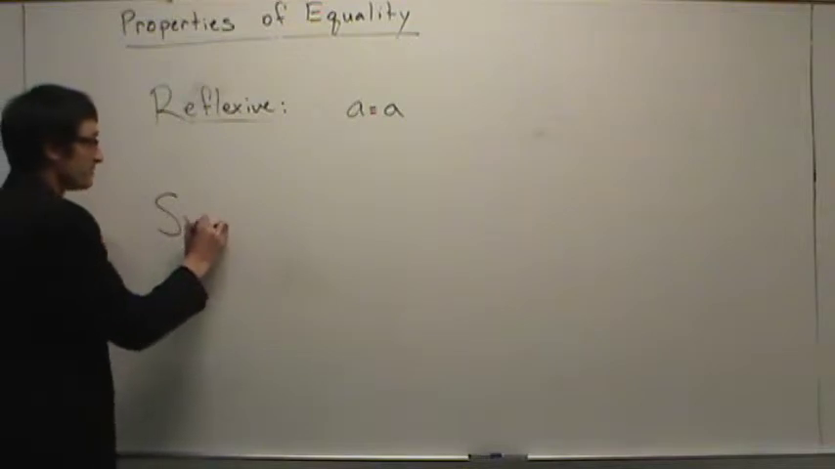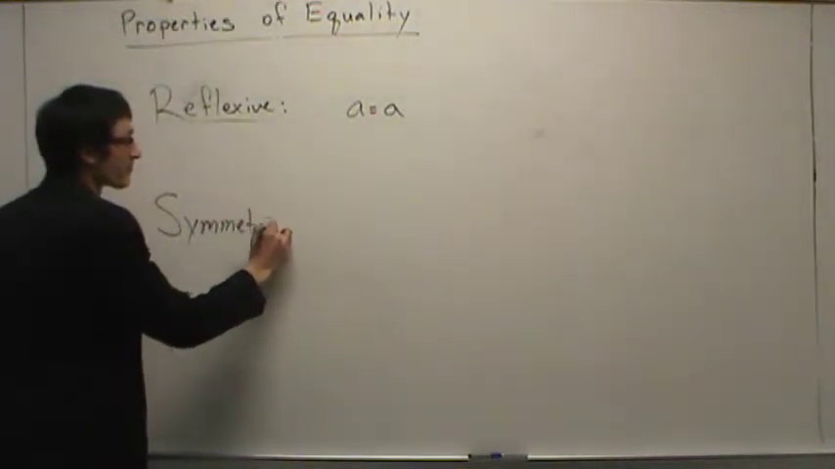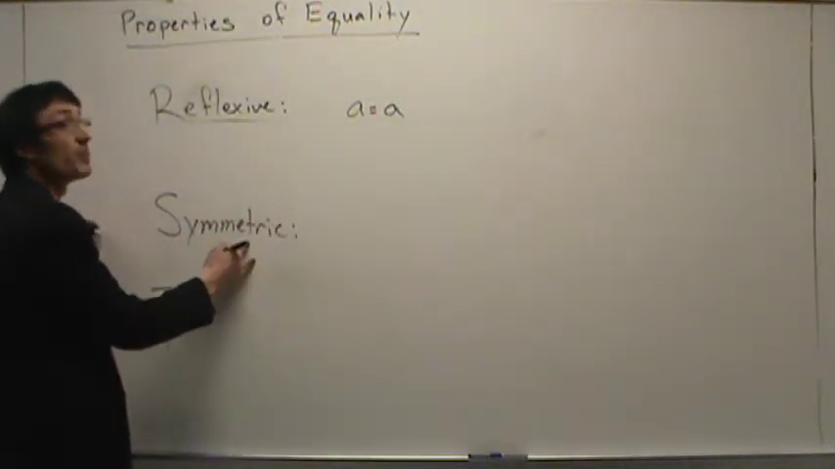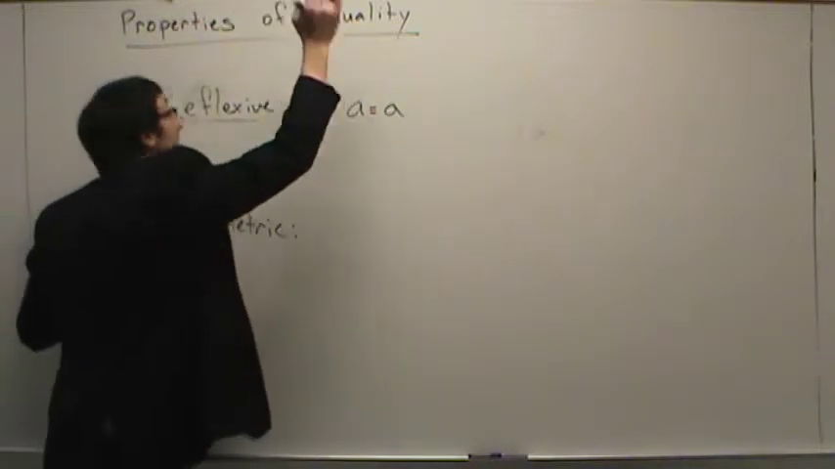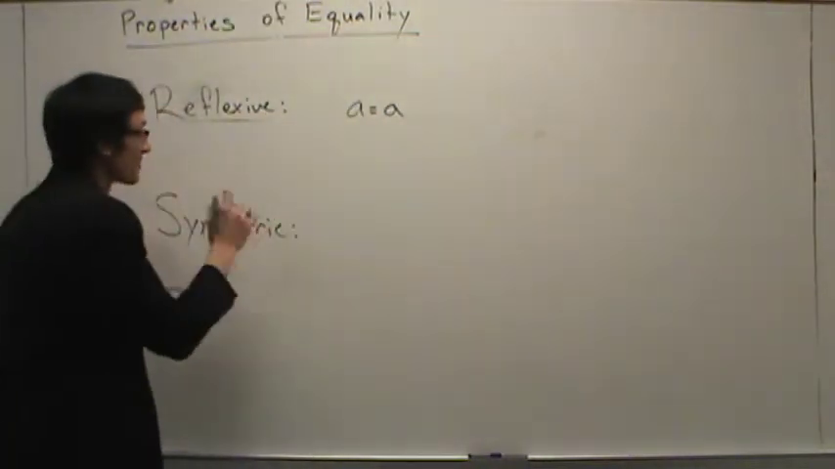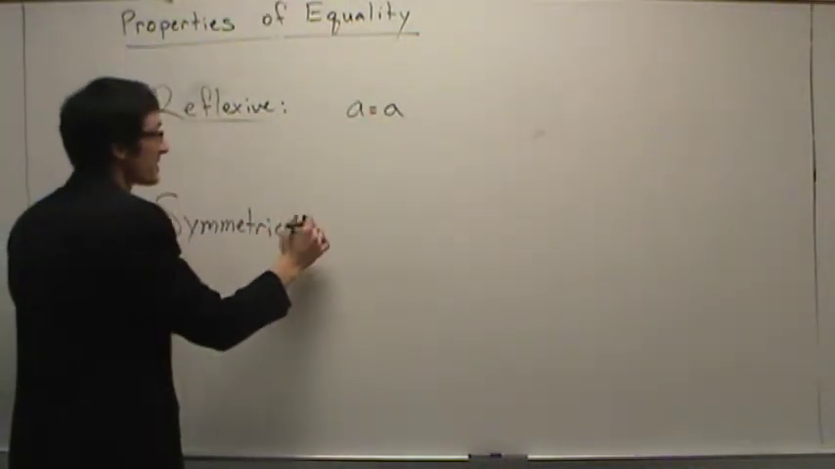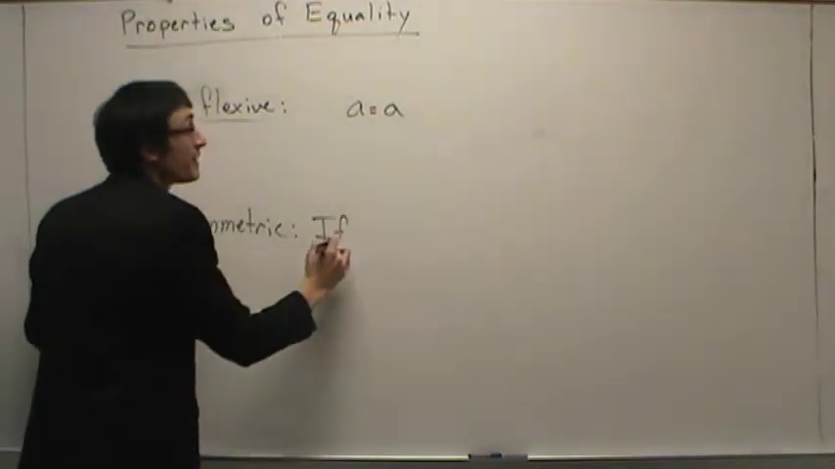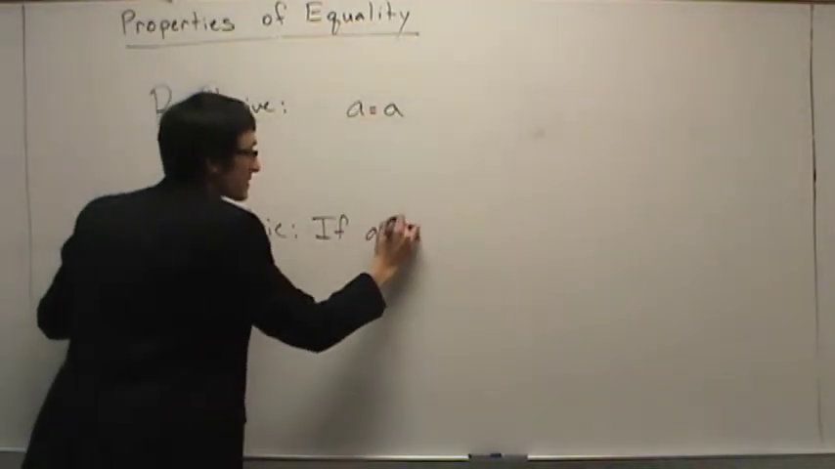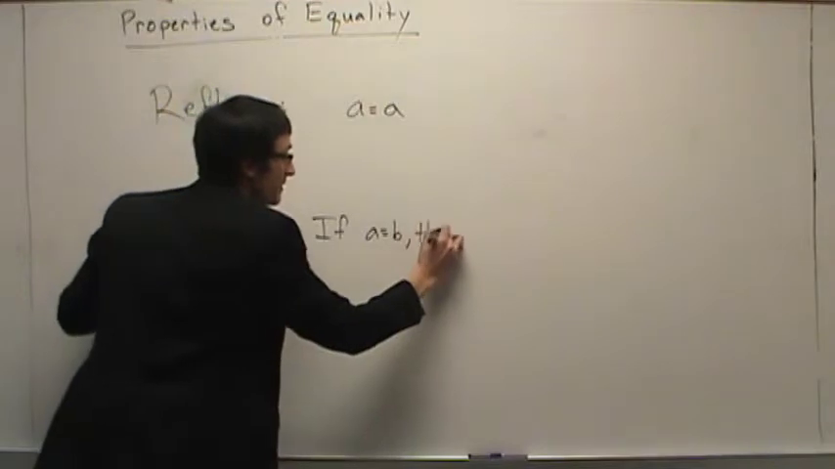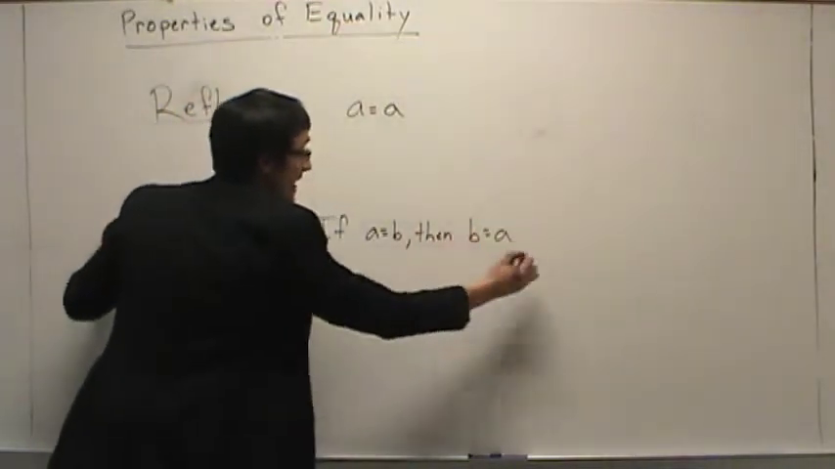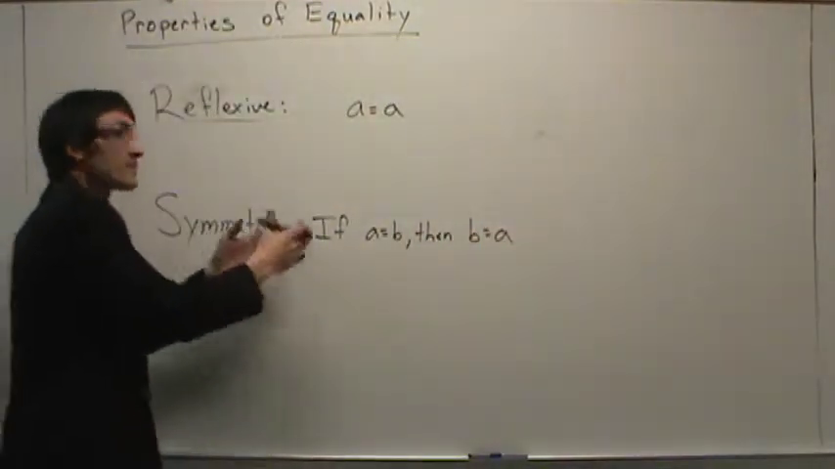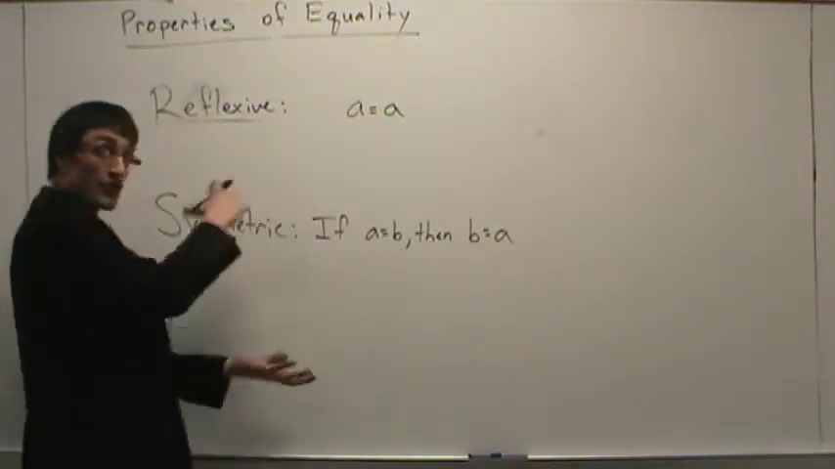This is symmetric. Again, symmetric what? Symmetric property of equality. All right, so symmetric property of equality says that if A is equal to B, then B is equal to A. Basically, if the first is the second, then the second is the first. You turn the equation around.